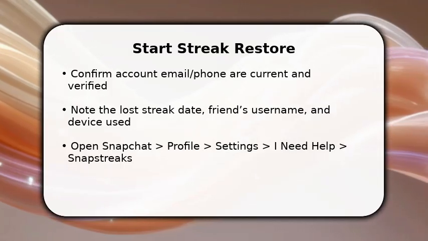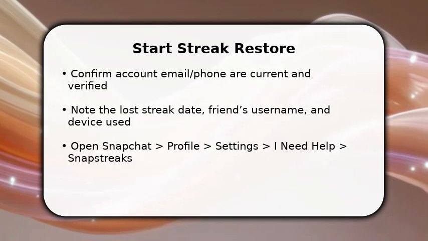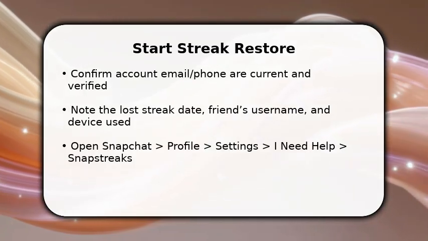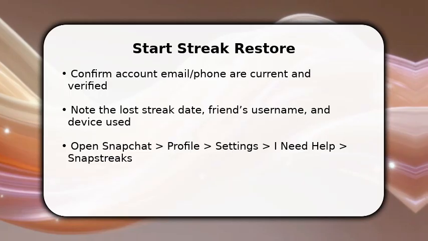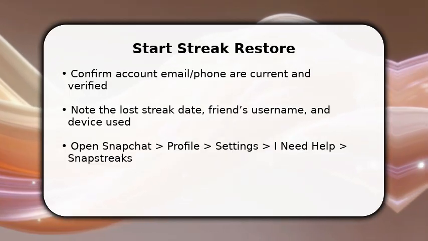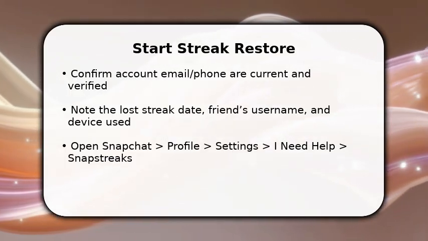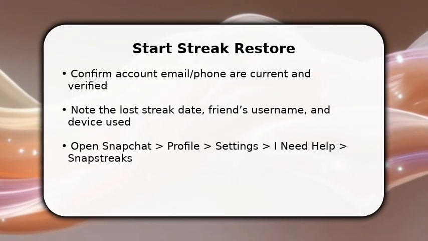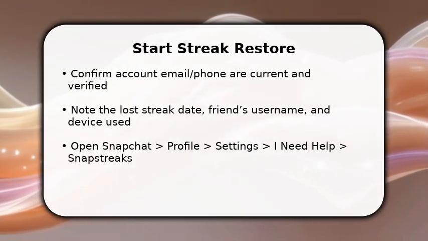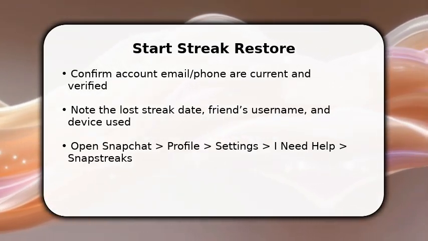You begin by verifying essentials. Make sure your account email and phone are up to date so support can identify you. Once done, record the exact date the streak ended, the friend's username, and which device you used. Now open Snapchat, tap your profile, go to Settings, then to I Need Help and choose Snapstreaks.